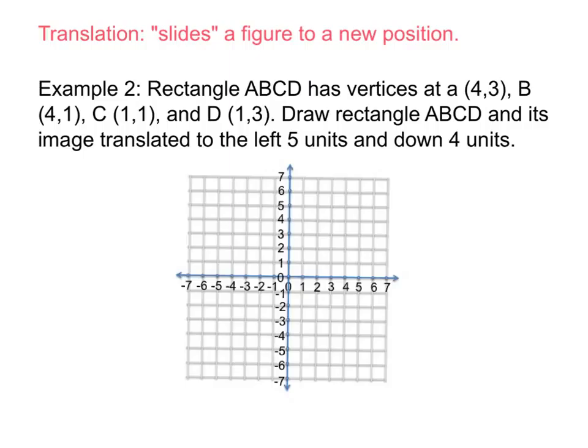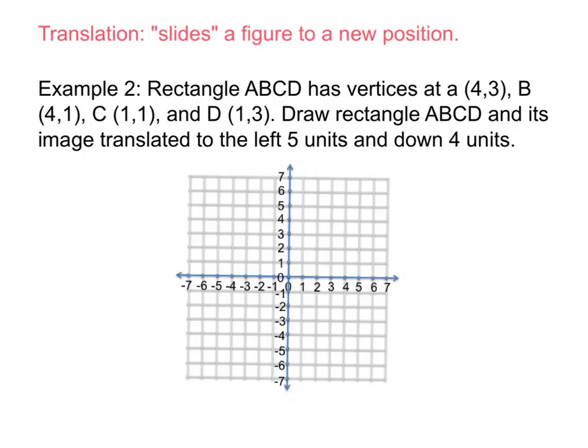Now, a translation, remember, from the first slide here today, we said slides a figure to a new position. We don't flip it, we don't rotate it, it just slides. So, that's called a translation. Let's look at example 2. Example 2, rectangle ABCD has these vertices. Draw a rectangle and its image translated to the left 5 units and down 4 units.